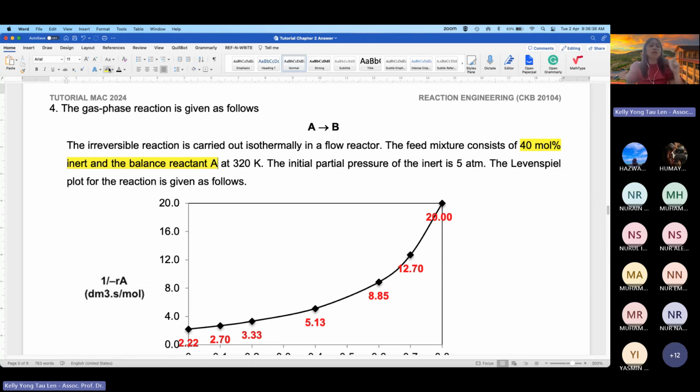In previous questions, we have not yet encountered this, but now they give us the information of your initial mixture. They say that the initial mixture before the reaction takes place contains 40 mole percent inert and the balance is reactant A. If you check back, your reactant was only one reactant A. But in this question, they do not use 100 mole percent of A. Instead, the mole fraction of A is actually only 0.6 because you have inert of 0.4, the mole fraction, right?